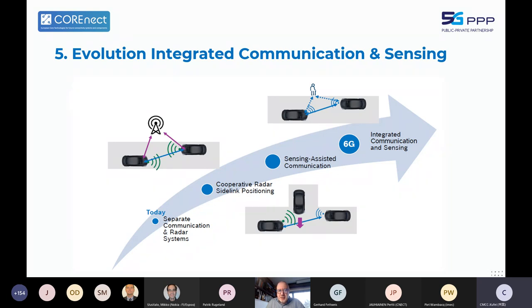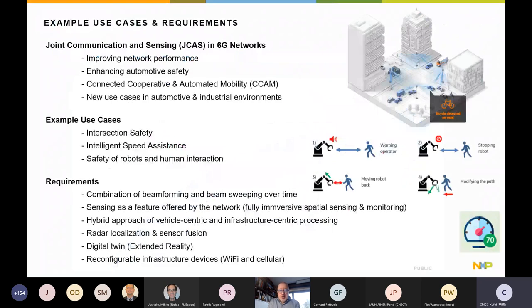We are then going to the next era of sensing assisted communication. And then, of course, at the end, we will come to a fully integrated communication and sensing environment within the car, but also in other applications, as already indicated, in industry, in consumer sector, etc. So here are some examples of use cases for joint communication and sensing. Important is to further improve the network performance, to enhance automotive safety, to evolve towards a connected, cooperative and automated mobility, and to work on specific use cases.